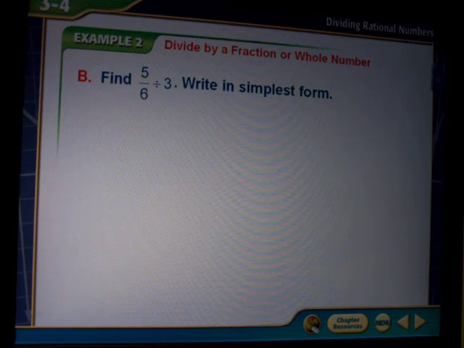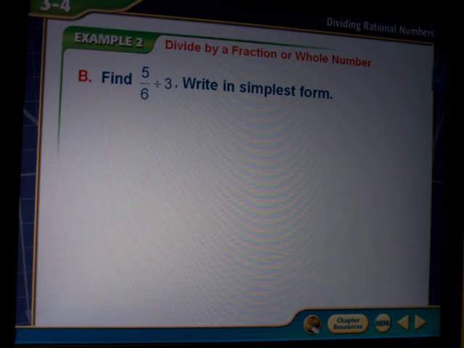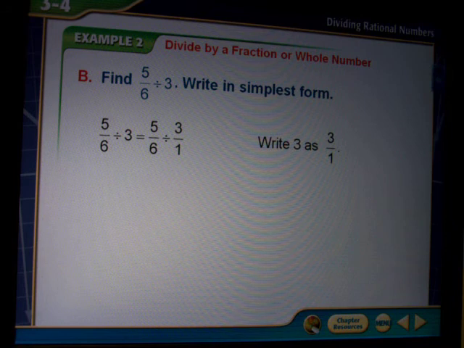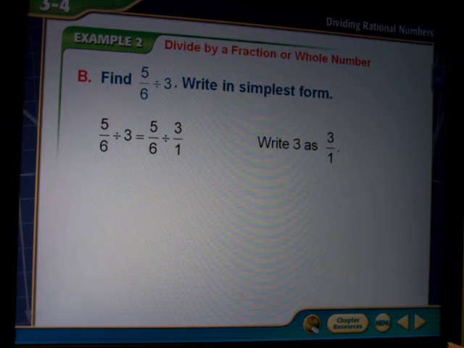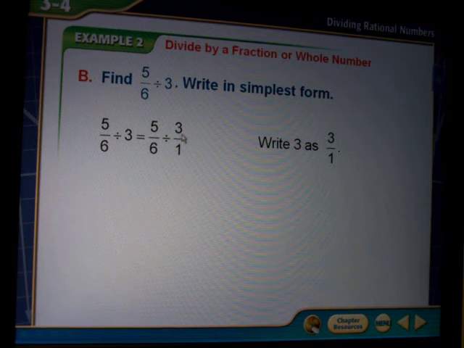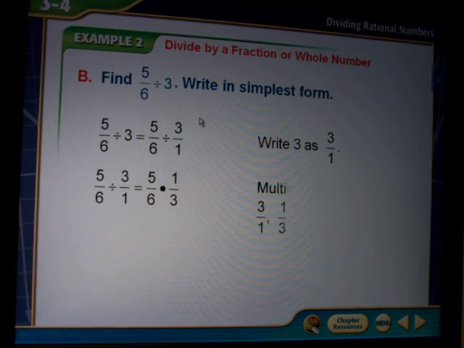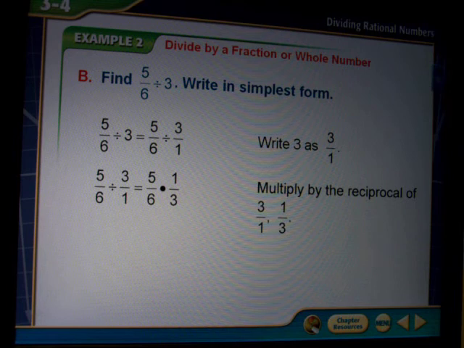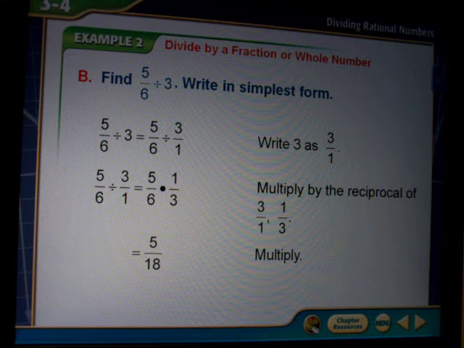Now if we take 5/6 and divide it by 3, we are going to write that in simplest form. The first thing they're going to do is convert the 3 into a fraction, which is fine. Then you're going to multiply by the inverse, which is 5/6 times 1/3. You can't cancel anything out, so you just multiply straight across and you're left with 5/18. That means if we took 5/6 and divided it into 3 equal groups, we would get 5/18.